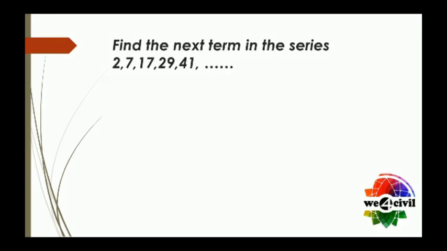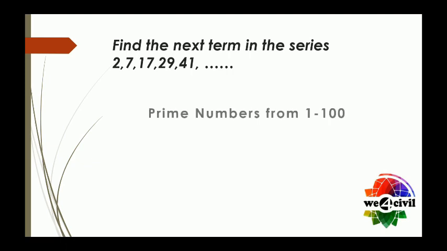Find the next term in the series 2, 7, 17, 29, 41. First thing you have to do, we can see that the numbers are increasing in nature. But you cannot compare this with the normal number series problems, and that's why I have included this question in the first portion of the video. This question belongs to a different set, something called prime number series.